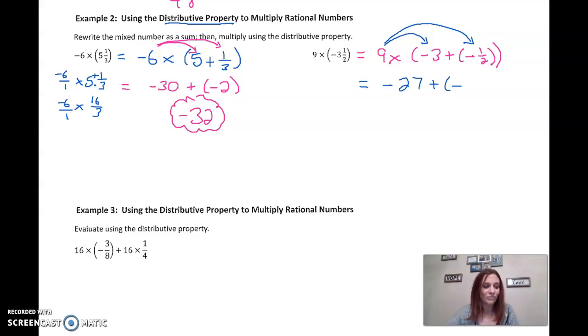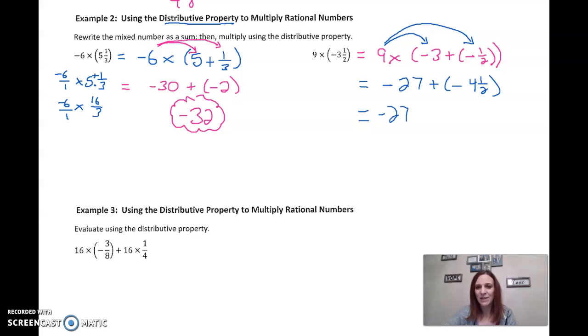And I'm going to rewrite that. Like, what's half of 9? Half of 9 is 4.5, right? Because half of 8 is 4, half of 10 is 5. So this would be a -4.5. Okay, and again, if you didn't know that, you could figure it off to the side. Okay, so let's keep going.